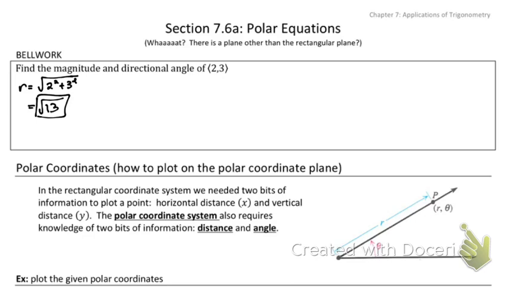I always draw my picture because I can't tell you how many people get it wrong because they just have no idea where this actually is. 2, 3 is right here-ish. I just really care about what quadrant it's in. Because now when I drop my... that's a terrible 90 degree. That's better. All right, our x value is 2, our y is 3, so it's over 2, up 3.